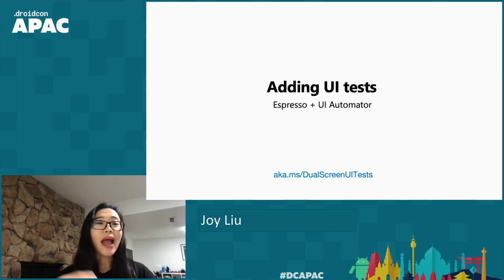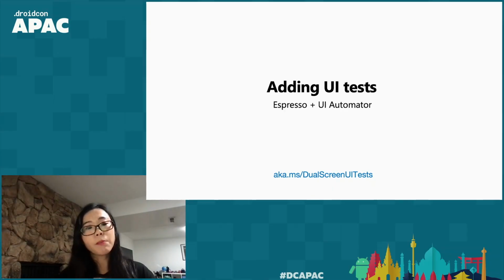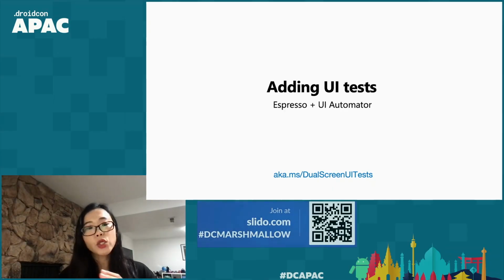So now I'm going to show you how to do the UI test on the application on the Surface Duo device. As we all know, UI test is very important for application development. It will ensure our application matches the functional requirements, and also that all the user interface is as expected.